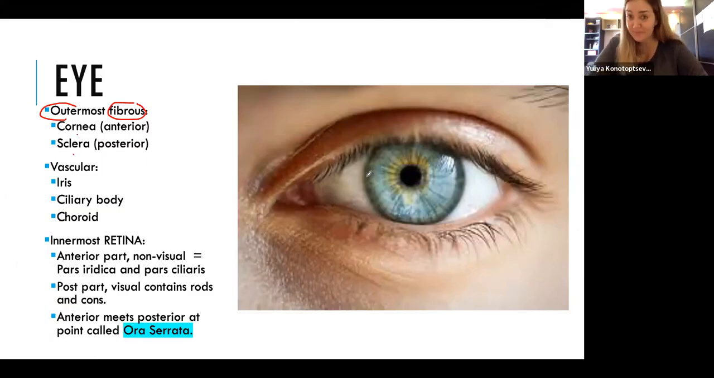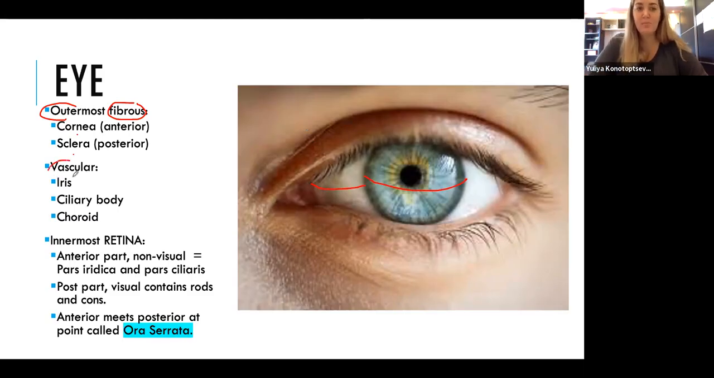Cornea, as you know, is the thing that is going to be covering this area, right? So it's kind of protruding a bit outwards, while the sclera is this white part that is going to be continuing all the way around the eye, even to the back of it.